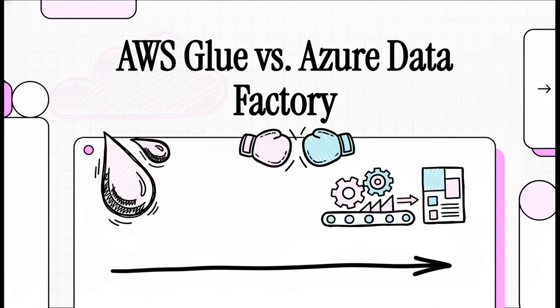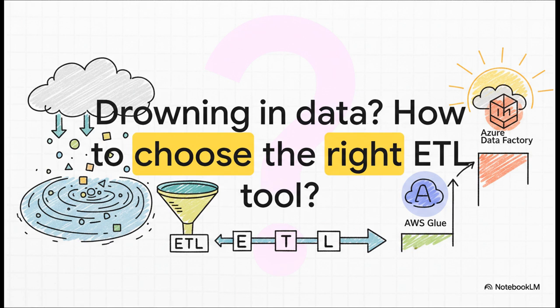Today, we're looking at a real heavyweight bout in the cloud data world, AWS Glue versus Azure Data Factory. You know, these days, organizations are just swimming or maybe even drowning in data. And to get any real value out of all that information, you've got to move it, clean it, and get it ready for analysis. We call that whole process ETL. That's extract, transform, and load.